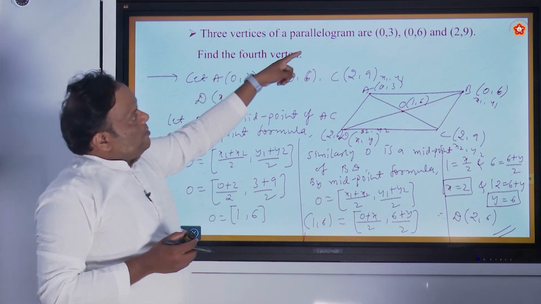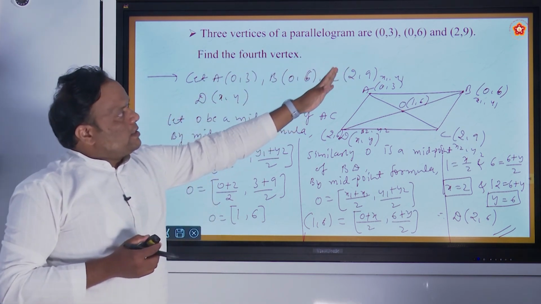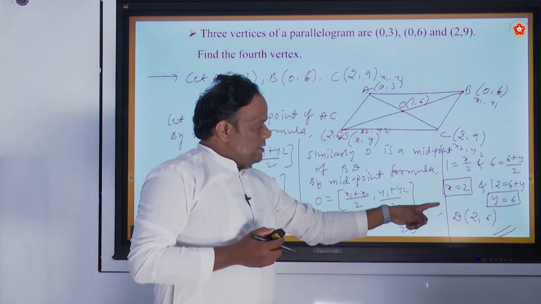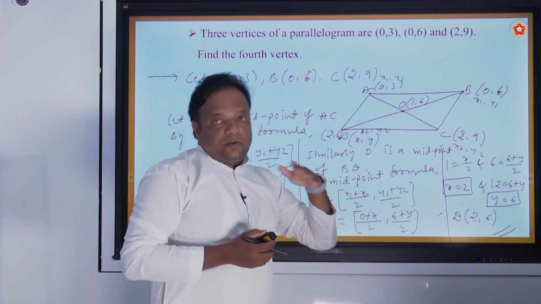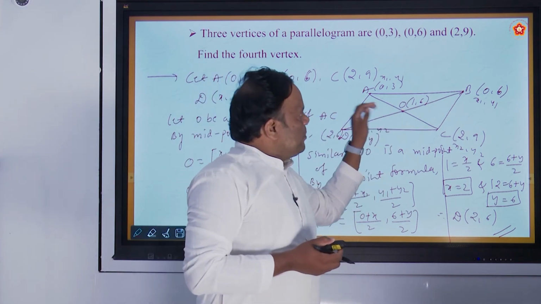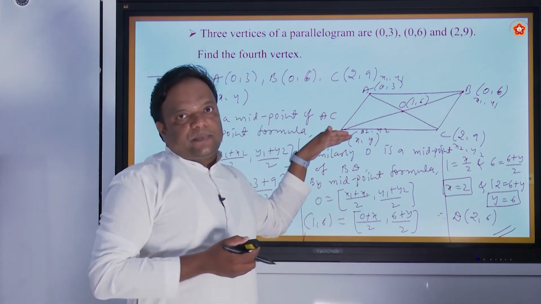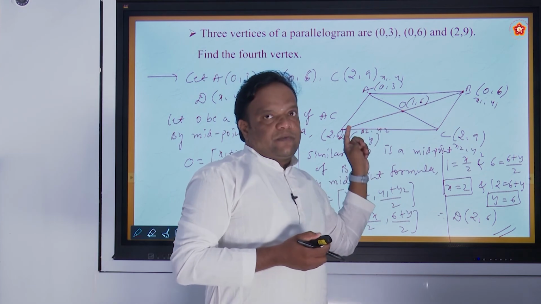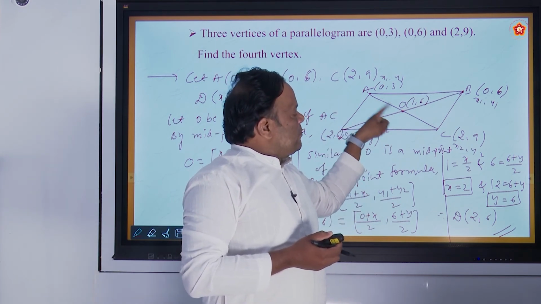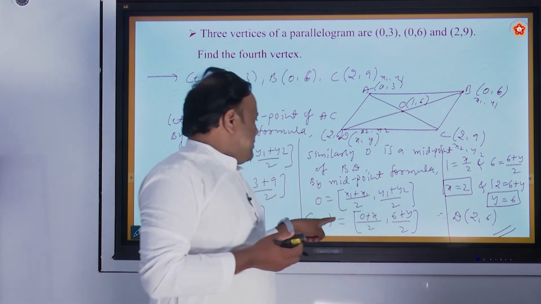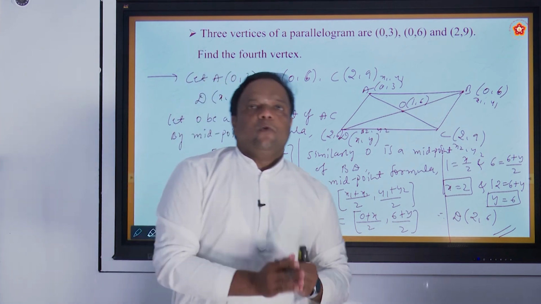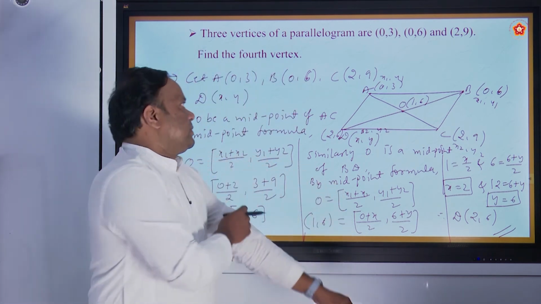Three vertices of the parallelogram are 0 comma 3, 0 comma 6 and 2 comma 9, given here. Find the fourth vertex. How can you find this fourth vertex? Draw the diagonals AC and BD. Clearly O becomes the midpoint of AC as well as BD. Then find O by using the midpoint formula from A to C. Then use the midpoint formula again and simplify, we will get D as 2 comma 6. 2 comma 6 is the fourth vertex of the parallelogram. Okay.